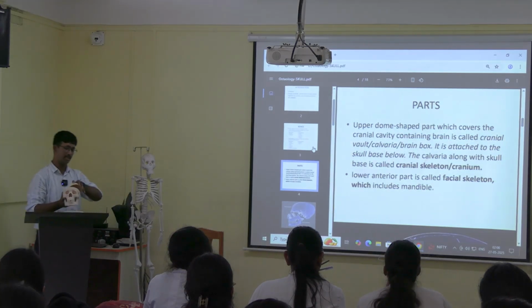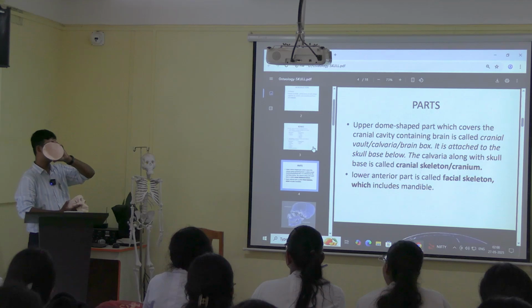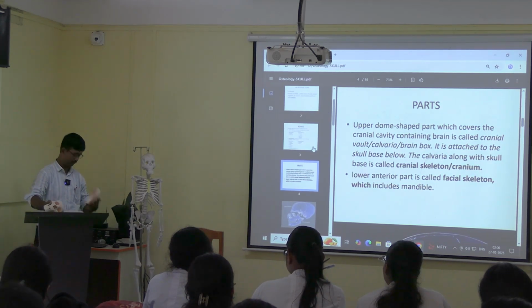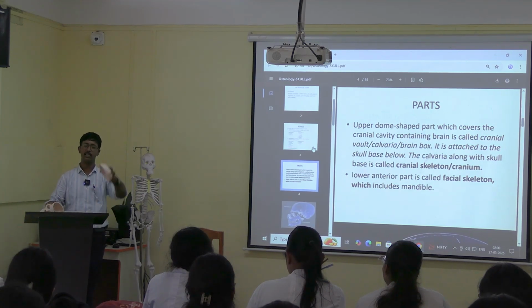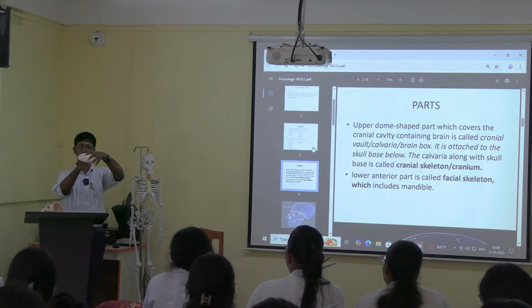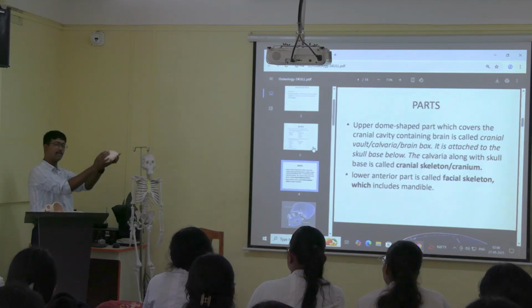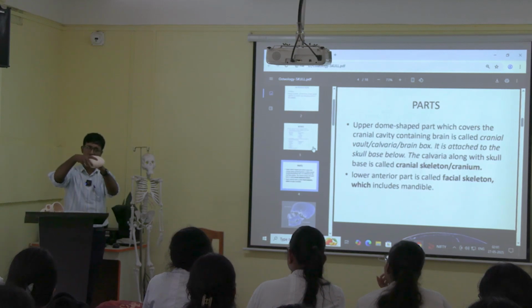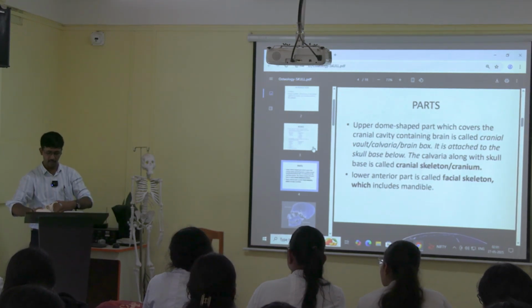Now coming to the parts, as I have already mentioned, it has an upper dome-shaped part, that is your cranial vault. What do you mean by vault? Any arch or dome-shaped structure that is covering the lower structure is a vault. So it is a dome-shaped structure, that is why it is known as vault. Why cranial? Because it is covering the brain or the cranium. So that is why it is known as cranial vault.